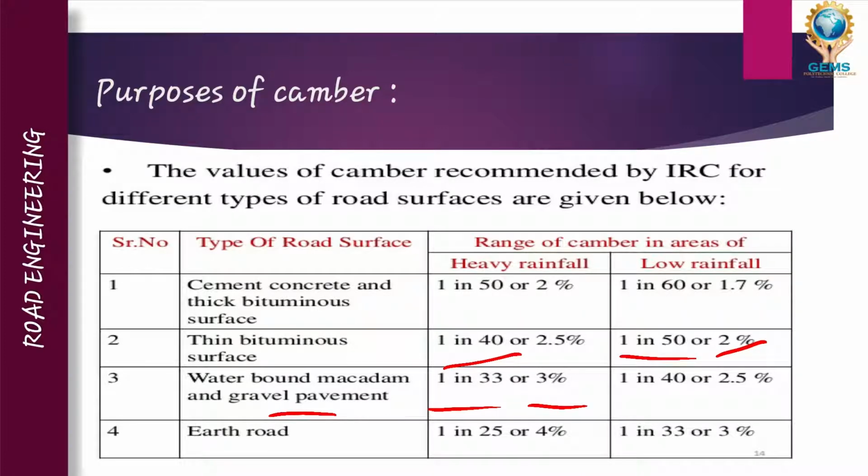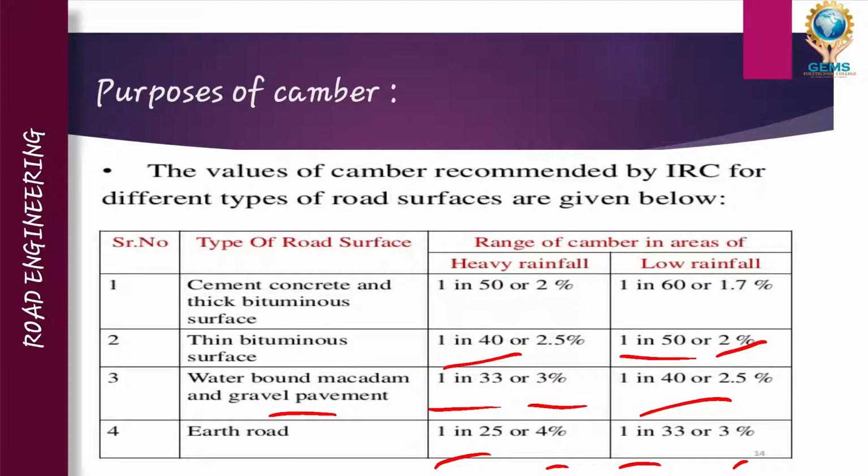Or where there is less rainfall, we can give 1:40, that is 2.5%. And where there is an earthen road, we should give the slope, and where the maximum rainfall is there, we should give a slope of 1:25, that is 4%. And where the rainfall is less, we should give 1:33, that is 3%.